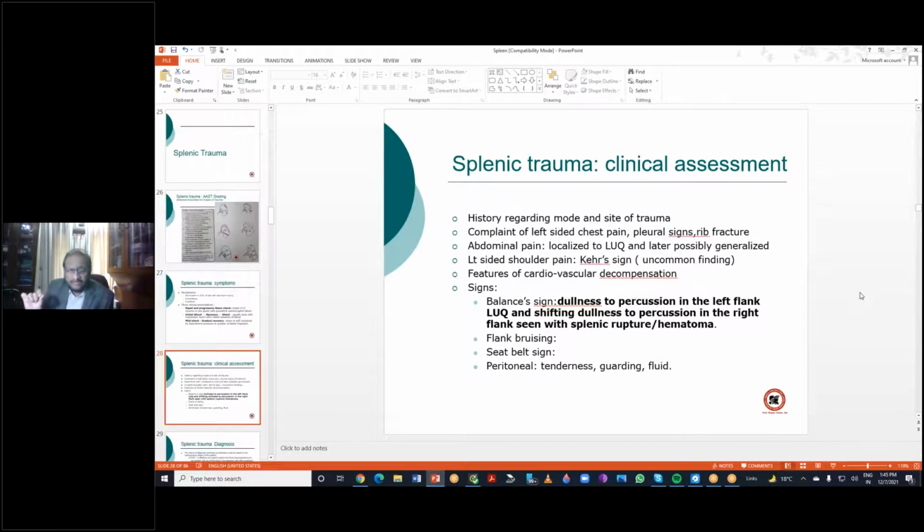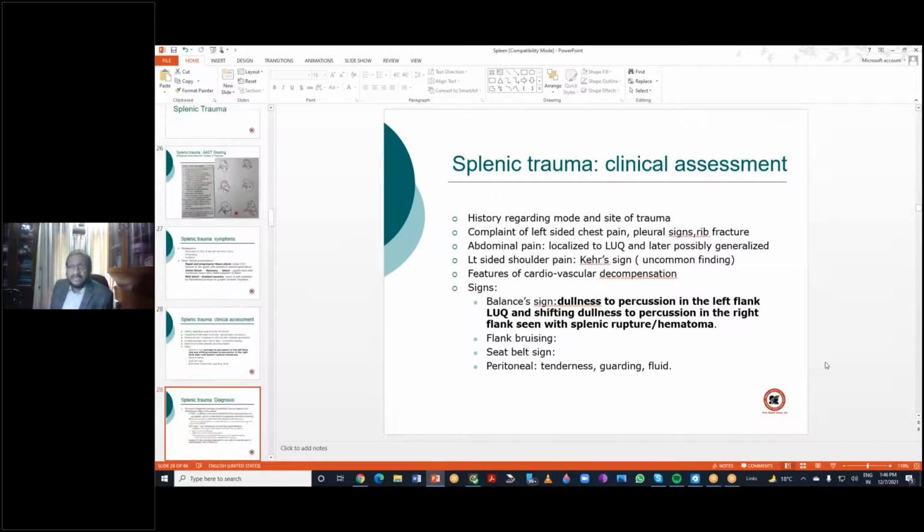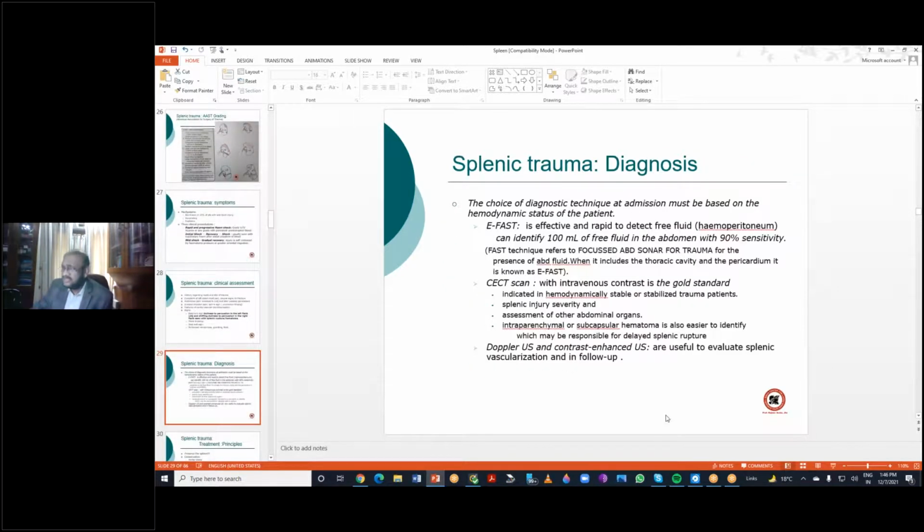You will find evidence of flank bruising. You will find a seat belt sign, and you will find peritoneal tenderness and guarding. Right. So all these will be there in a splenic trauma. The diagnosis is done on the basis of an E-FAST. Now, what is the E-FAST examination? FAST refers to focused abdominal sonar for trauma. That means a focused abdominal ultrasound for trauma.